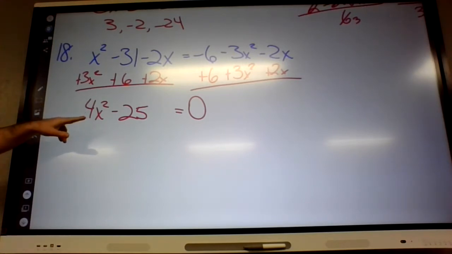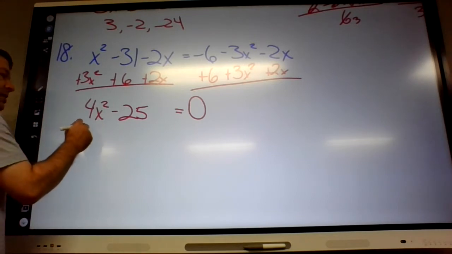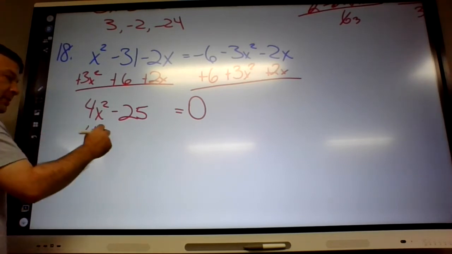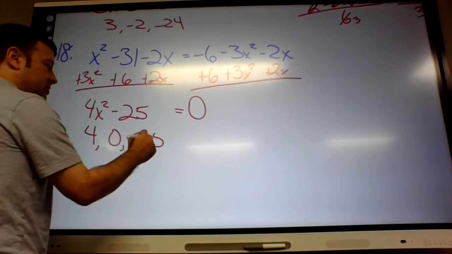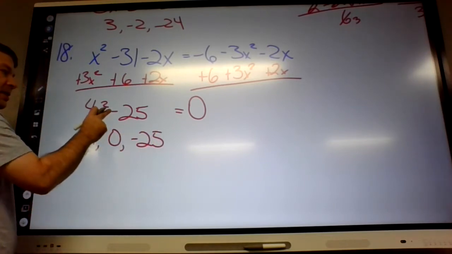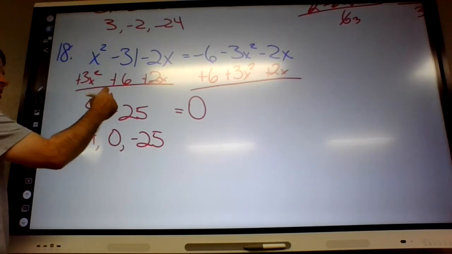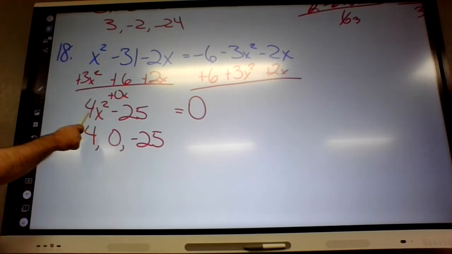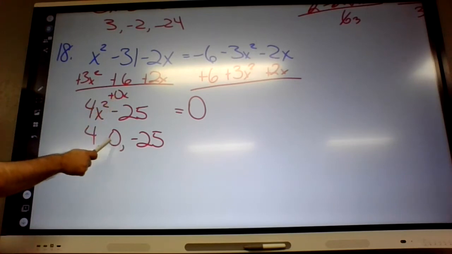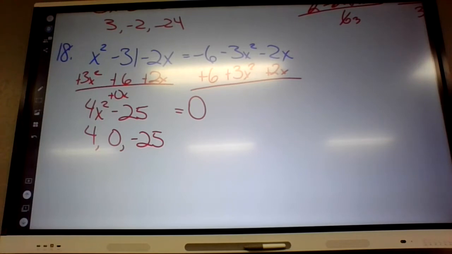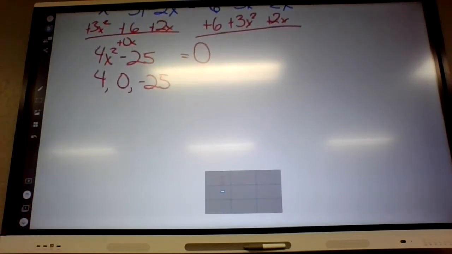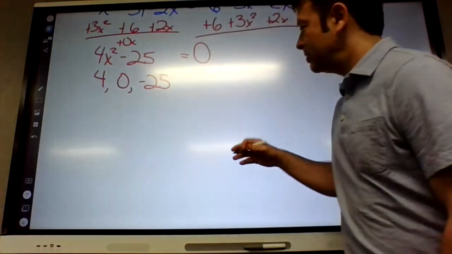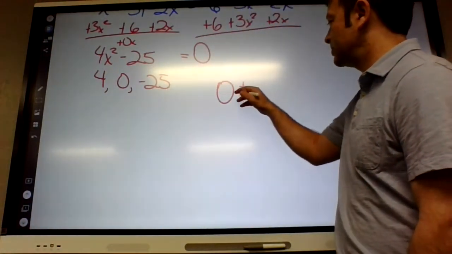What's my A, B, and C here? 4, negative 4... 1, 0, negative 25. Okay, why is there a 0 right there? There's no x term, so there's like an invisible 0x in there. Notice we only have 2 terms, so there's 0 of those. Anyway, there's my a, b, and c. So negative b would be negative 0, which is just 0.